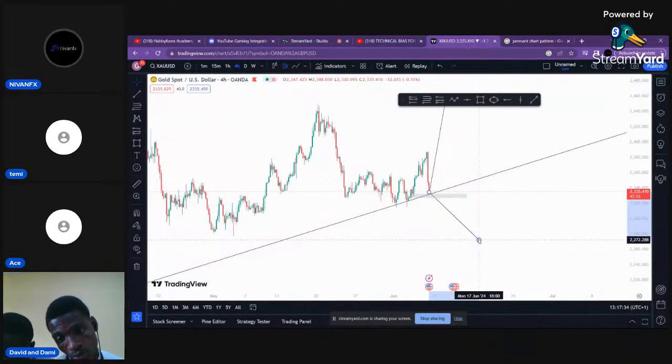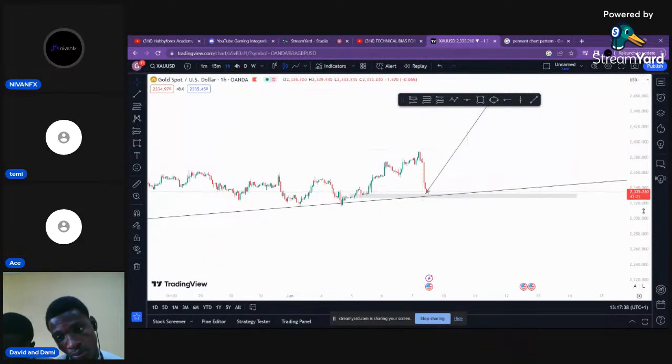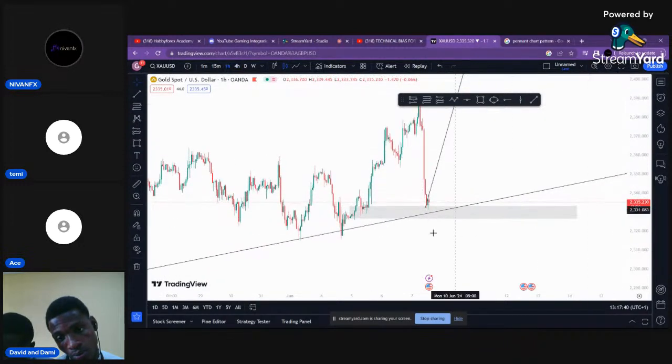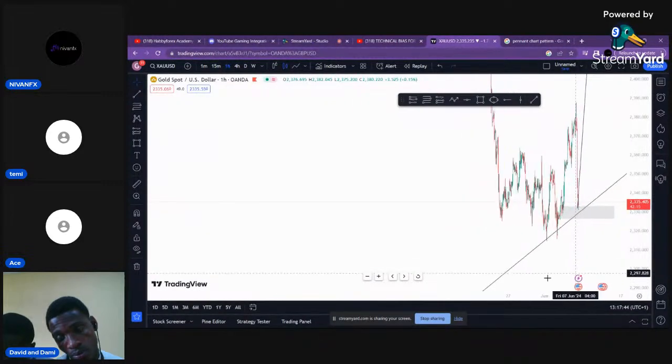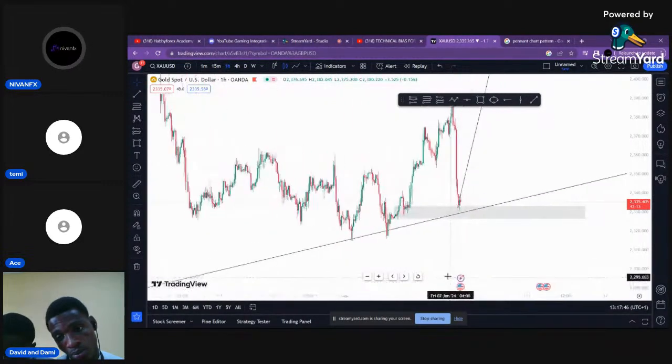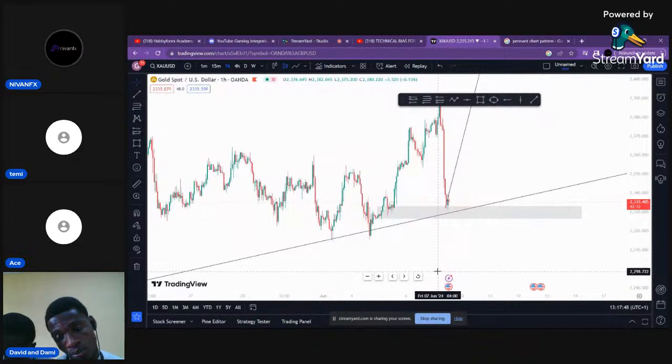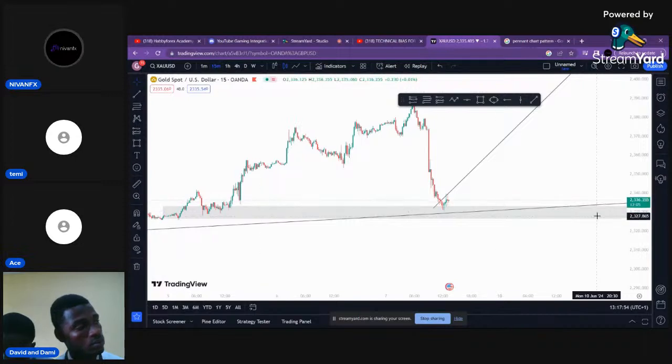Now let me look closer at the lower time frame. Let's see whether we can find any chart patterns forming. On the 1 hour, I don't currently see any chart pattern forming. On the 50 minutes.